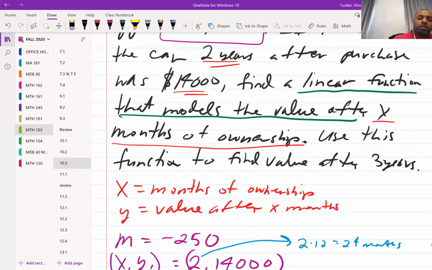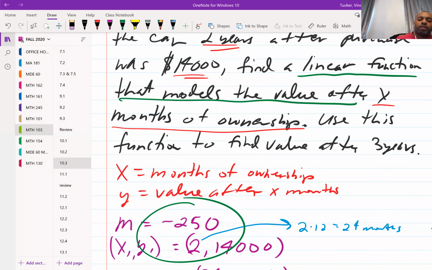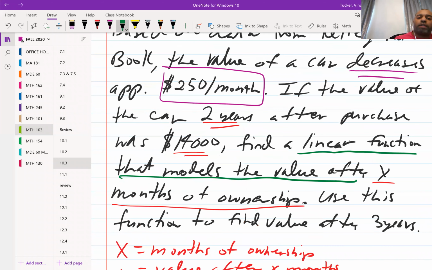All right, so the information that they give us is right here. They give us our slope. Notice here it is negative 250. So whenever they give you a rate, that's going to be your slope. Whether it's something per month, per gallon, per mile, whatever, that is your slope. So that's always your slope.